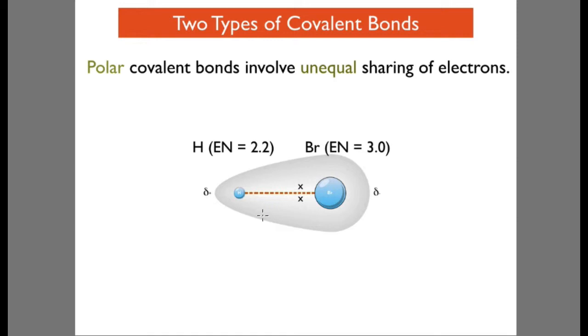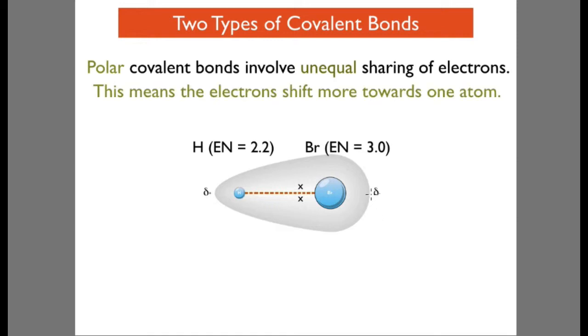The other type, polar covalent bonds, involve unequal sharing of electrons. Now let's have a look. This means that the electrons shift more towards one atom. You can see here the hydrogen and the bromine and the cloud around it. There's more cloud around the bromine than there is the hydrogen. And you can see these little electrons here represented by crosses are nearer the bromine.